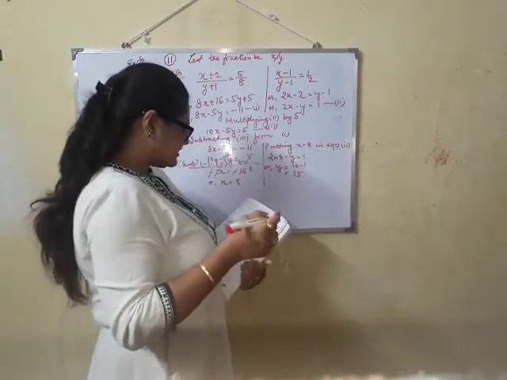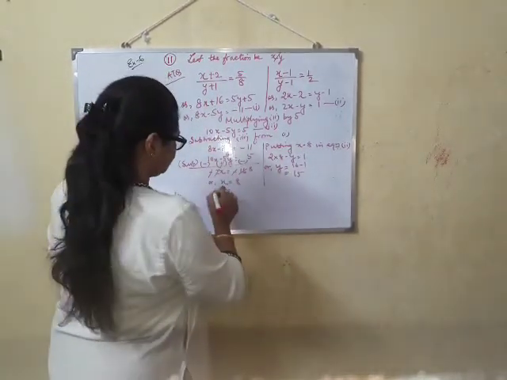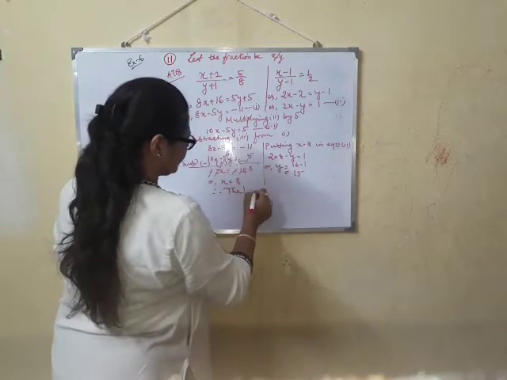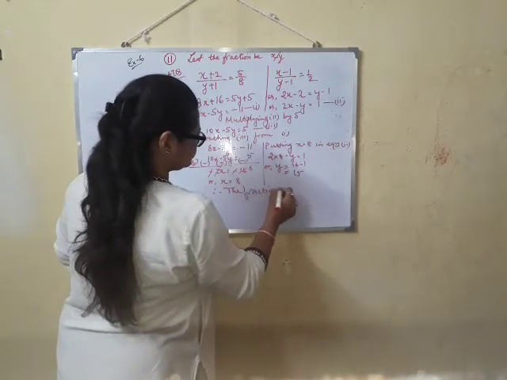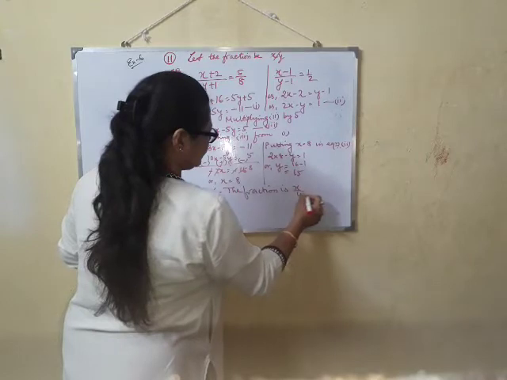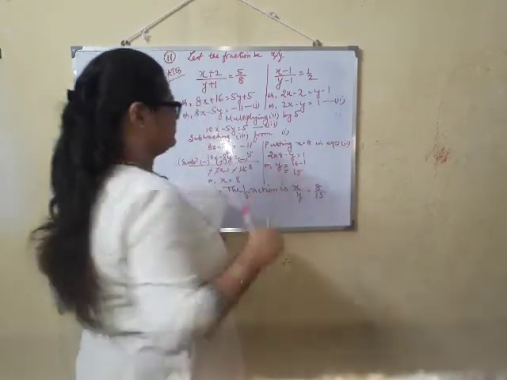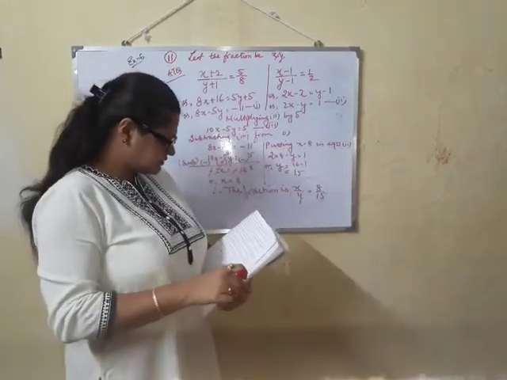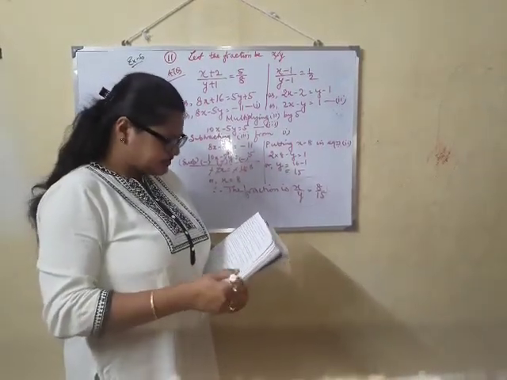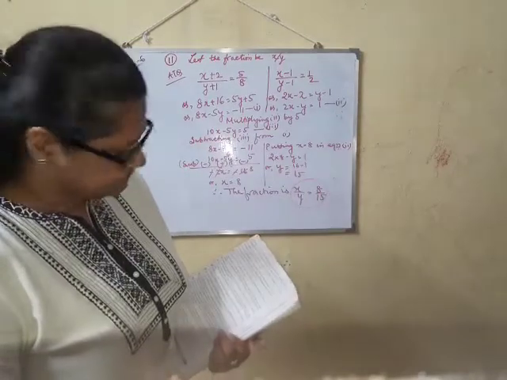So they have asked us what is the fraction. So therefore, the fraction is x by y, which is equal to 8 by 15. So this is our answer. Alright. Then let's move on to the next type of sum.